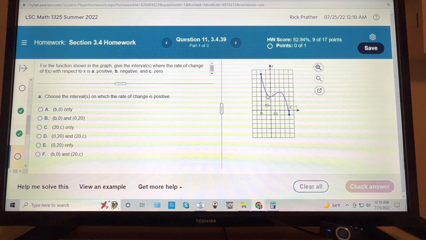And then right there when it changes directions from going down to going up, at that moment right there, then there would be a horizontal tangent line. So that's when it's 0.